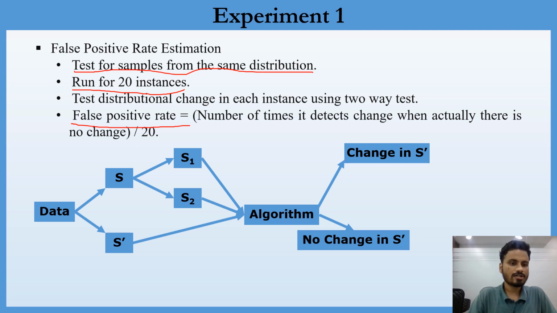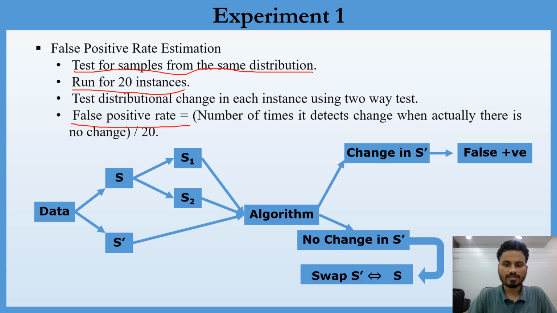Now let us understand it using the flowchart. We can see here in the flowchart we have distributed S into S1, S2, then put them in the algorithm. Now if the algorithm detects change in S dash, then it is a false positive because we know that there is no change in S dash. If the algorithm detects that there is no change in S dash, then we are going to recheck this using the second way test, as I explained earlier.